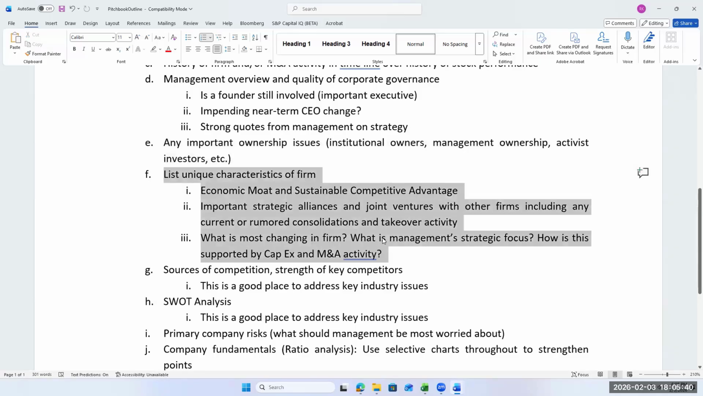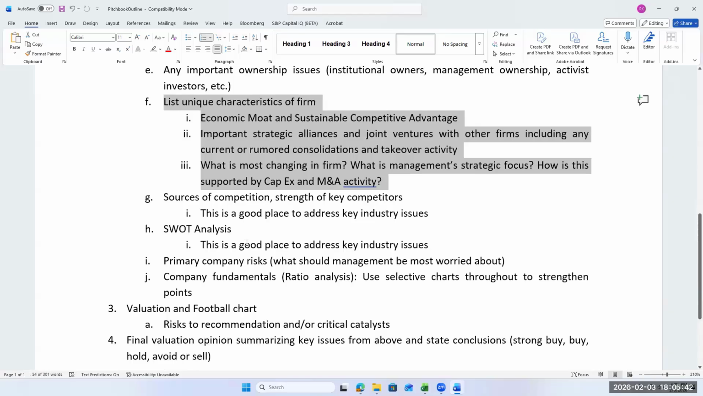And then spend some time on what really makes this firm unique. That's probably the most important part. Economic moat, sustainable competitive advantage. Those are 2 terms you can put into ChatGPT or some other source and see what they say, summarize it for you.